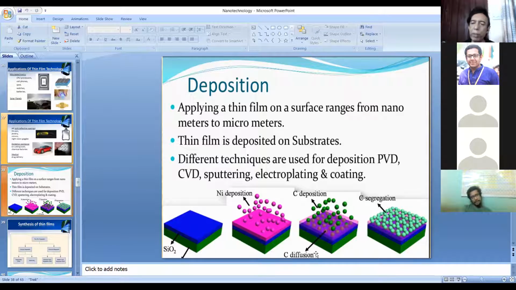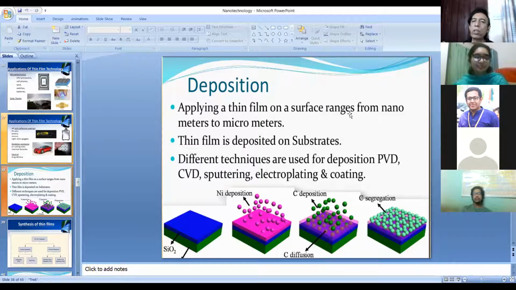What do you mean by deposition? For example, these nickel atoms are deposited on that film. The carbon atoms are deposited on that film. So this is known as deposition. What is deposition? Deposition is applying a thin film on a surface, ranging from nanometers to micrometers.